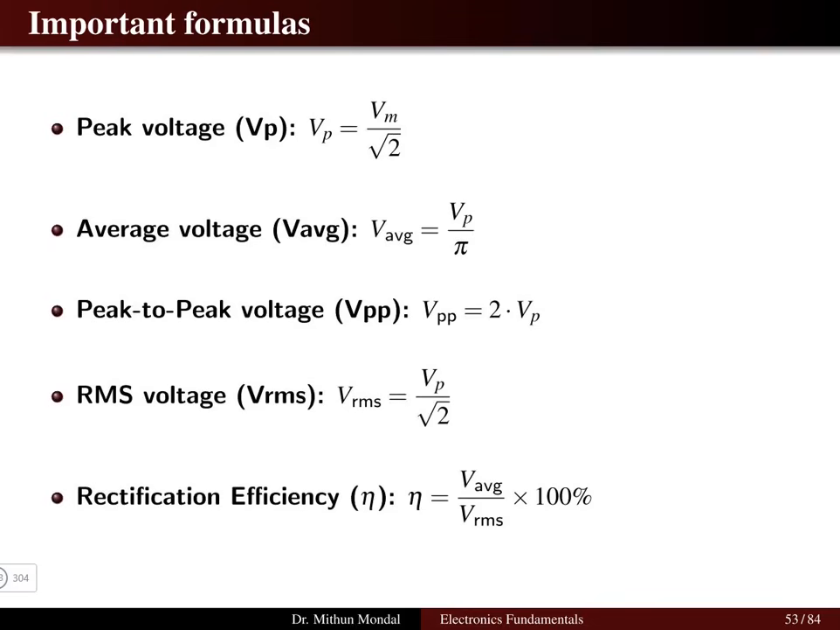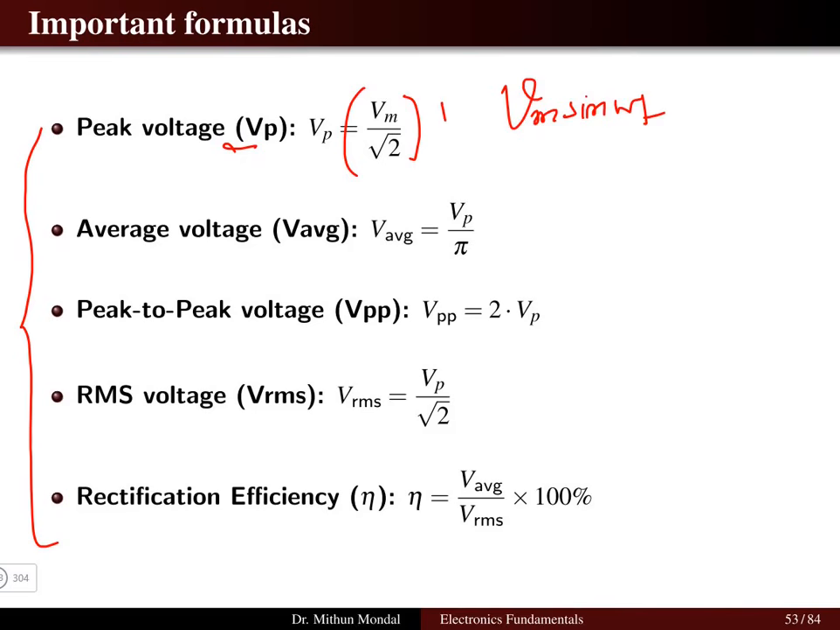Now the important formulas that we can use for the half wave rectifier: the RMS voltage we know is Vm by root 2, because we are writing the equation of the input supply as V of t equal to Vm sin omega t, that is what we are applying to the diode, and the peak voltage is Vm. Average voltage is given by V peak by pi. So from here we put it here and then divide with pi to get the average voltage.